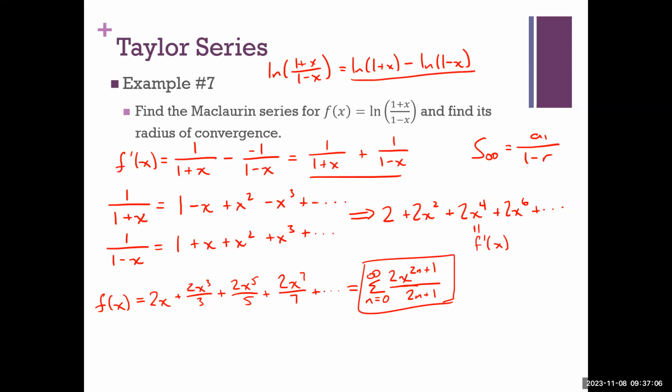So are we okay with how we build that? One more thing I want to point out is this. We made this thing for the derivative. Is this thing here a geometric series? What is the first term? 2. What's the common ratio?